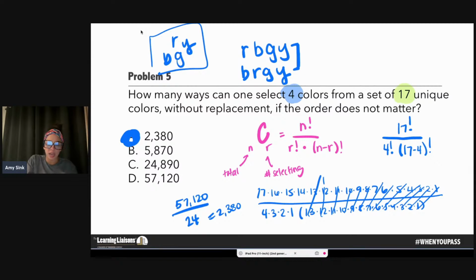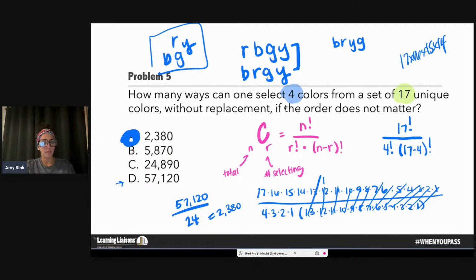Whereas in a permutation, I could arrange these in a variety of ways, and all of them would count as a separate way that I can organize these colors. And so that's why there would be so many other options. In fact, the permutation would literally just be 17 times 16 times 15 times 14 if order mattered, and that's why we would get 57,120. But if order doesn't matter, then we have to divide out those potential different orders. And so that's why you have fewer with a combination than you do with a permutation.